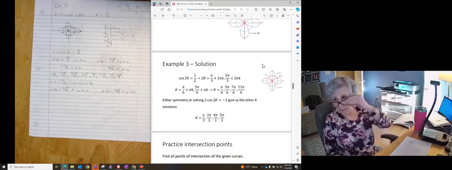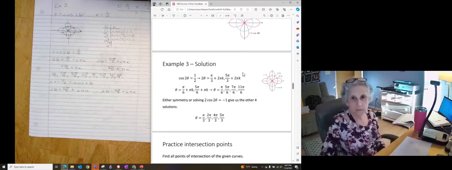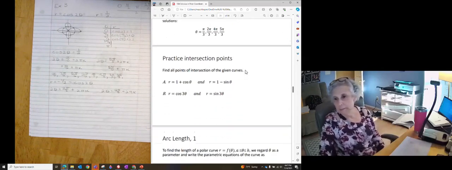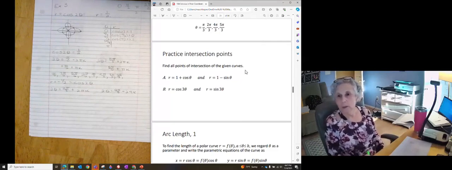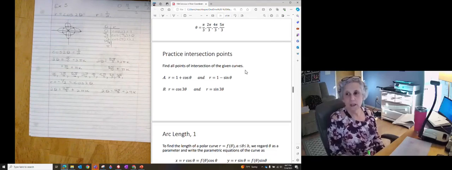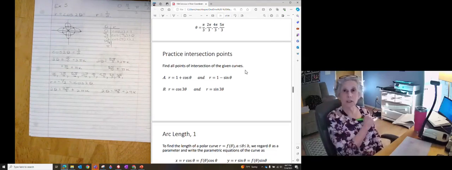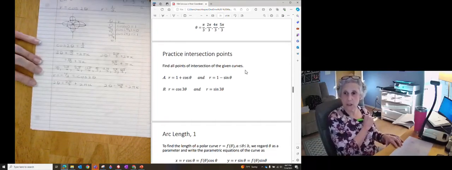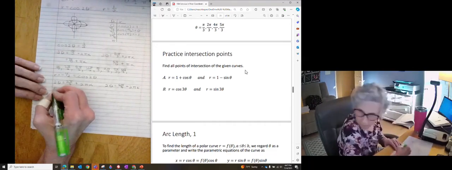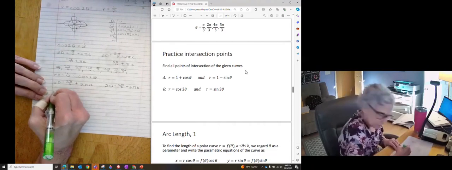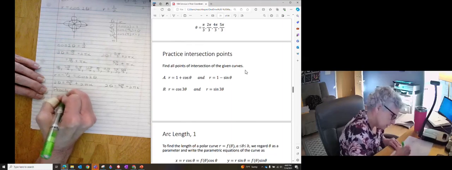So you have to really think about it and work for these answers sometimes. So let's practice. 1 plus cosine of theta and r equals 1 minus sine theta. Told you we were going to get lots of practice sketching these curves. So let's look at 1 plus cosine of theta and 1 plus sine of theta. Practice.